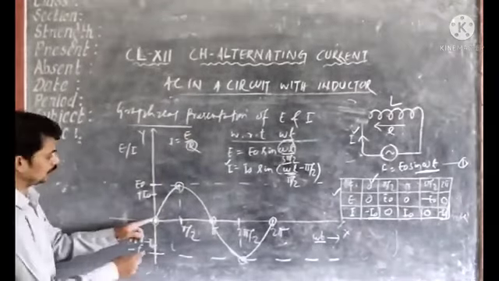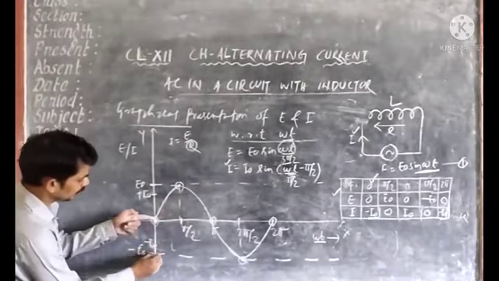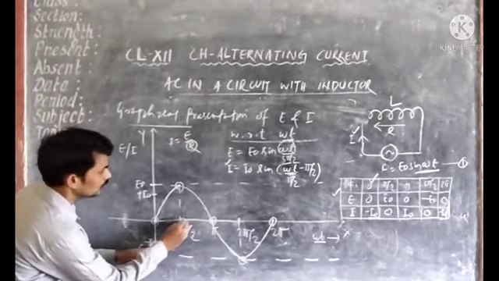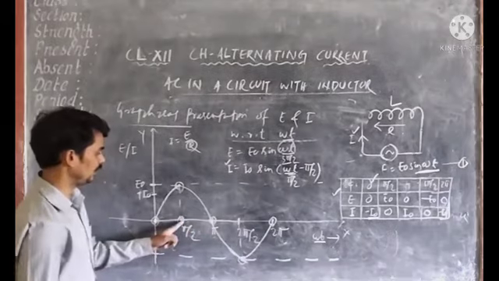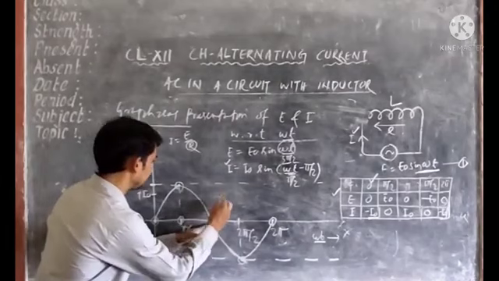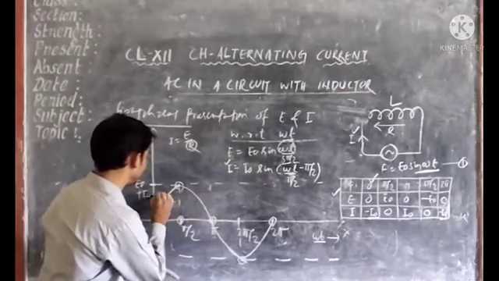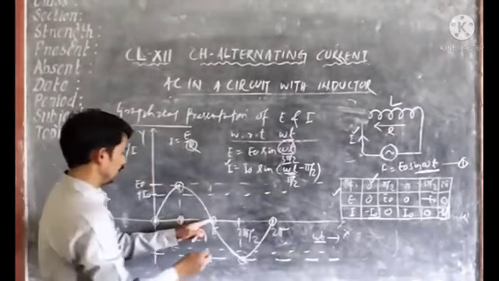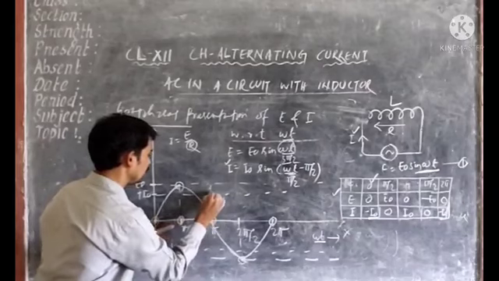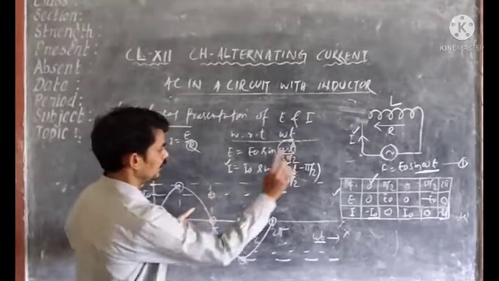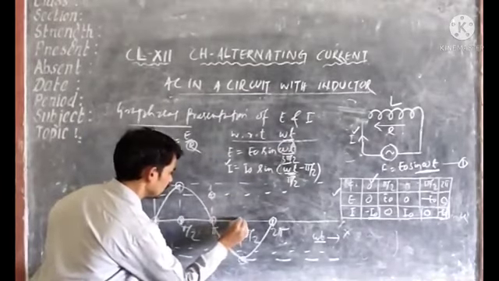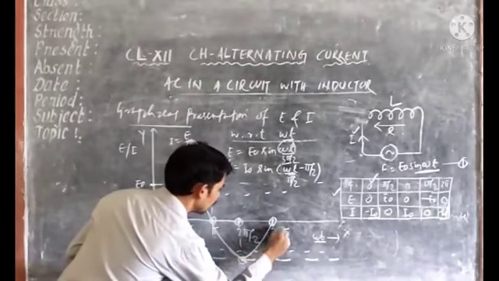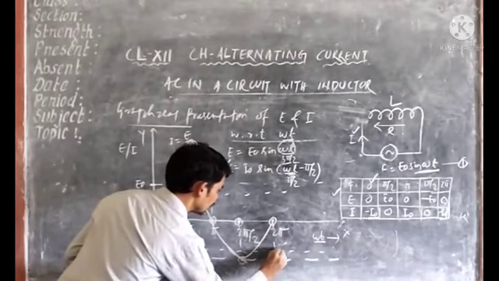Then, at 0 phase, the value of the I is minus I naught. Then at pi by 2, it is 0. Then at pi, it is plus I naught. So this is going to be our plus I naught. Then again at 3 pi by 2, it is 0. And at 2 pi now, it is again minus I naught.